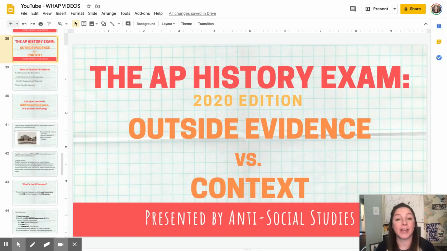Today, I'm actually going to combine two different parts of the rubric together because students often get them mixed up. So today we're going to talk about outside evidence and context, and I'm going to try to make it clear what is the difference between those two.